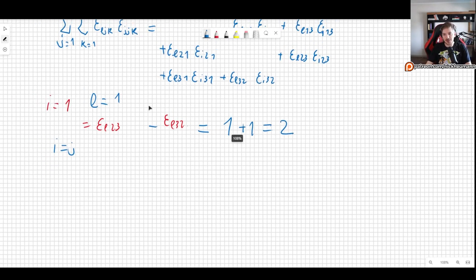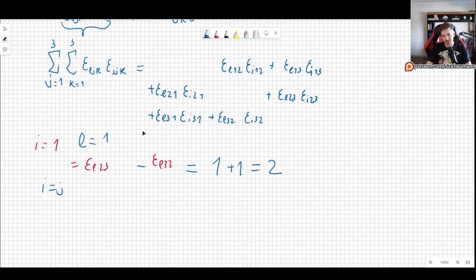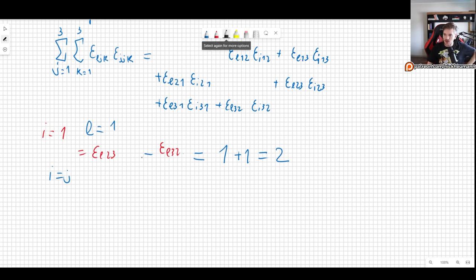Okay, so now we'll do the same for all the other cases. Or at least the case i is equal to 2, because the cases are all the same. I just want this to be clear, to make you comfortable with how to use the Levi-Civita symbol. So this is 2 if i is equal to j, and it's 0 if i is different from j.